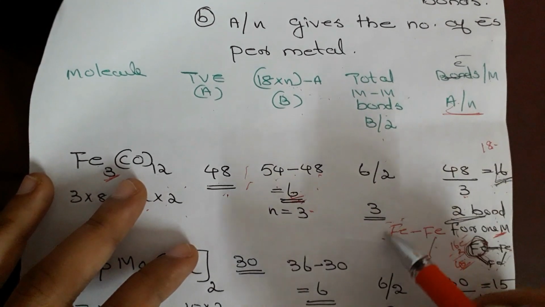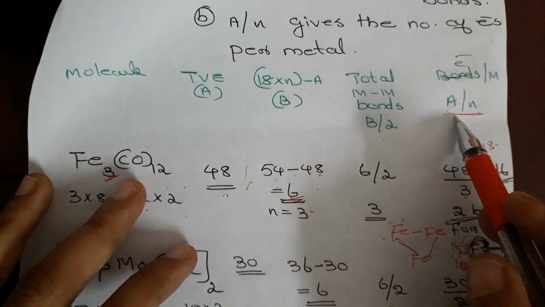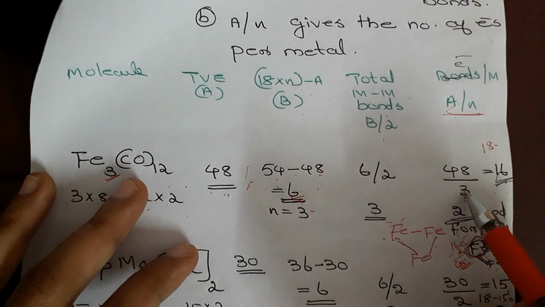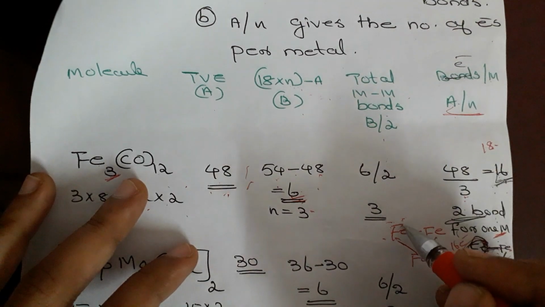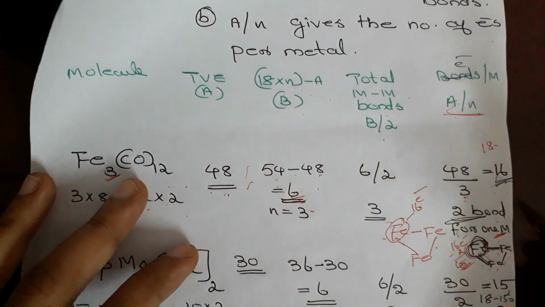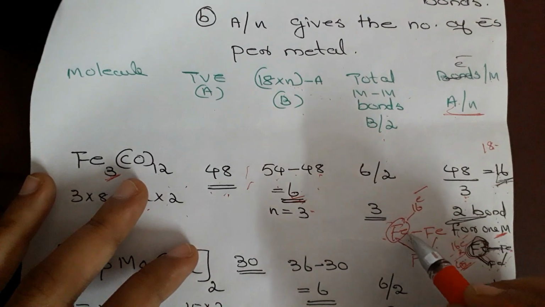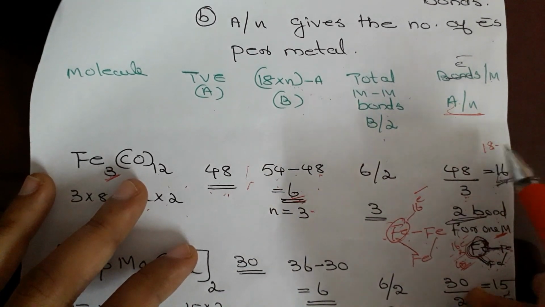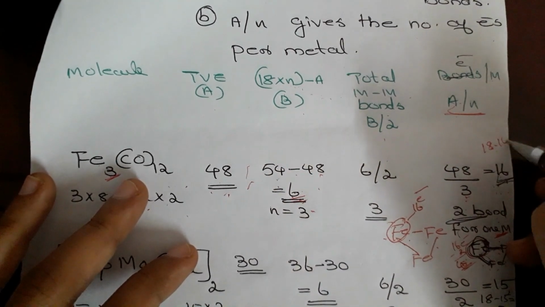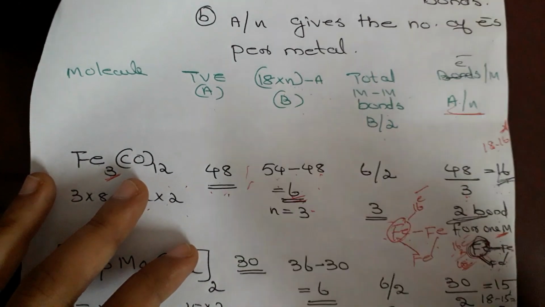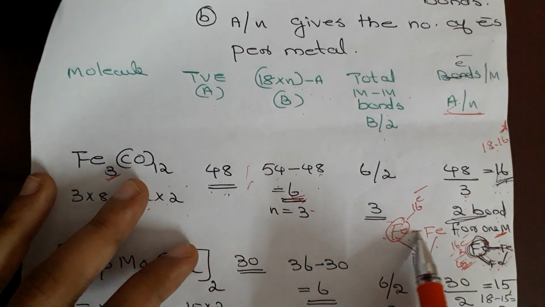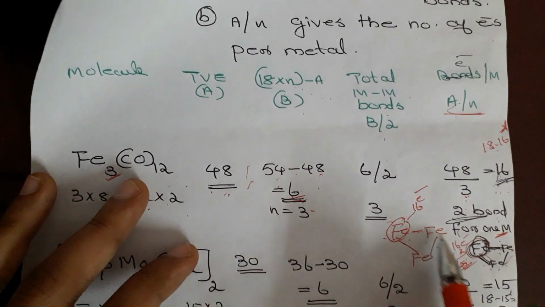Then one metal, how many electrons is it carrying? A by n: A is 48 divided by n, the number of metal atoms, 3, so 16. One metal carries 16 electrons. Then one metal is bonded to how many metal atoms? You know the 18 electron rule: 18 minus 16 gives 2. So one metal atom has 2 bonds with the other metal atoms.